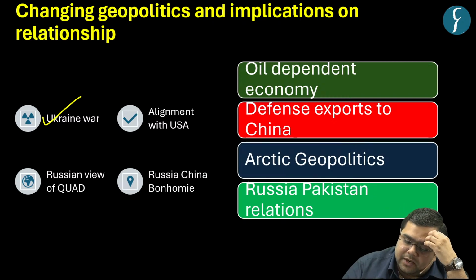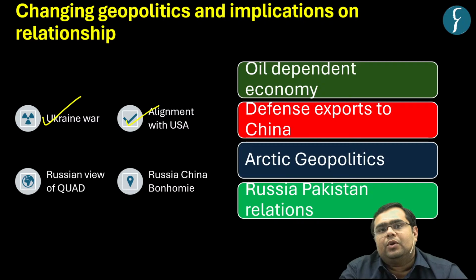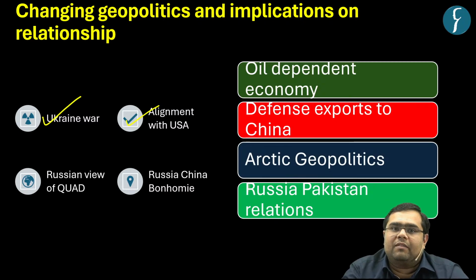Then the second concern is with respect to alignment with the USA, because we signed three primary logistic support agreements with the USA, and we are diversifying our portfolio, especially with respect to our Navy and Air Force. And then there is the development of the Quad. So there is an apprehension in the Russian mind that India is aligning more and more towards the USA. That is a cause of concern for the security community of Russia.